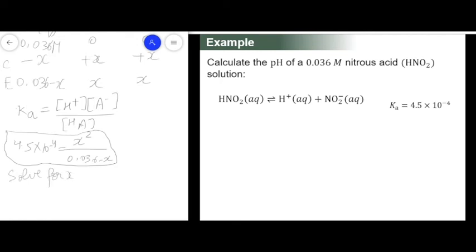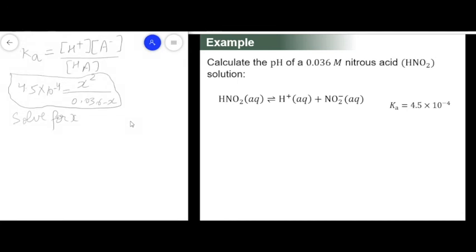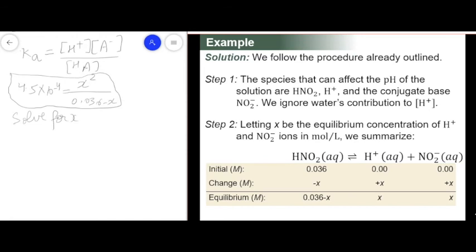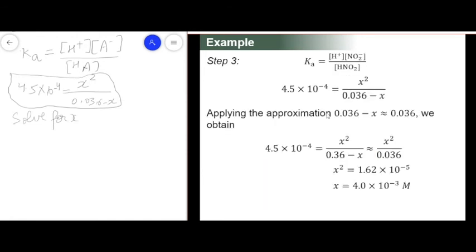How do we solve for x? Remember, this is a quadratic equation now, so we are going to make our assumption. So I'm going to go back to my presentation since it's easier. Ice table right here. We are going to make the assumption that 0.036 minus x is the same as 0.036, and that would reduce our expression to this. Solve for x, and it will give you a value of 4.0 times 10 raised to power minus 3.